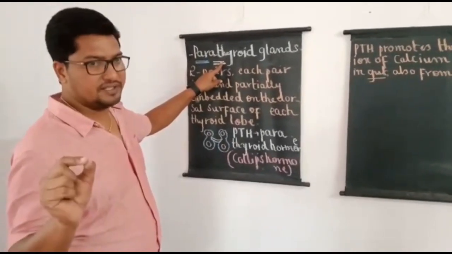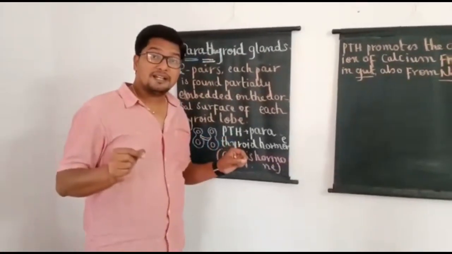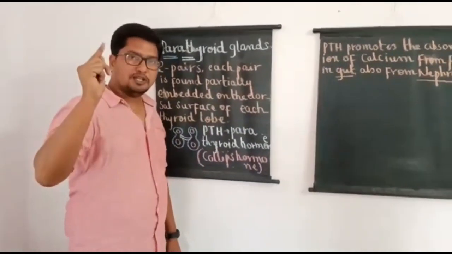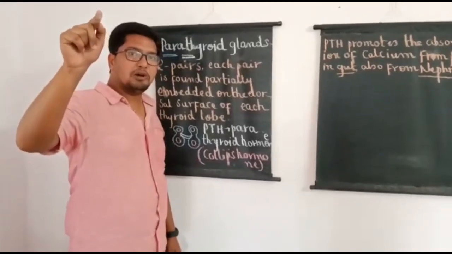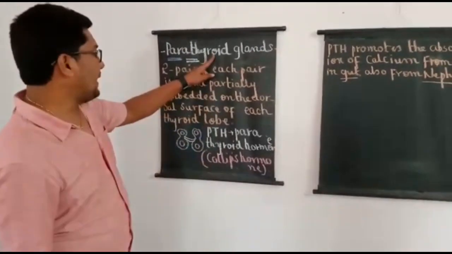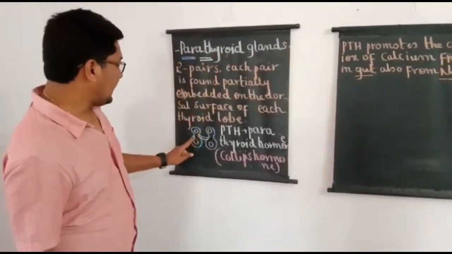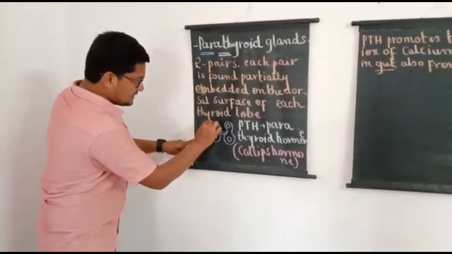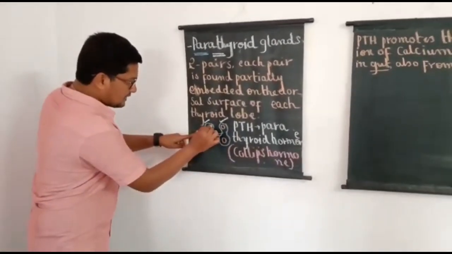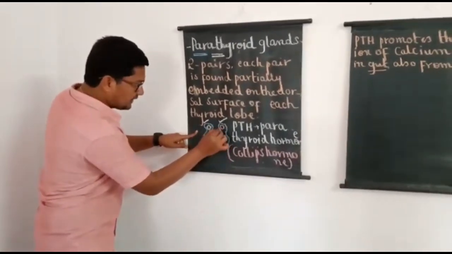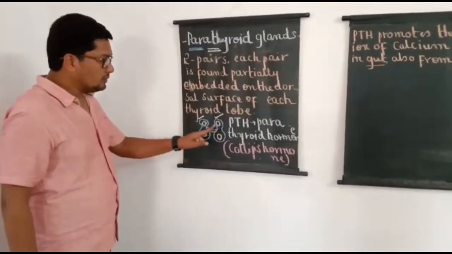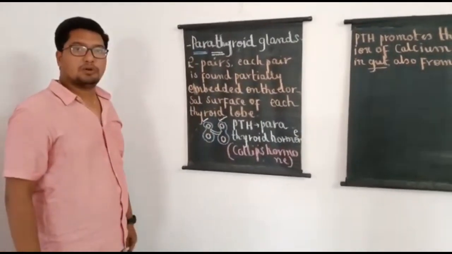So basic question: how many parathyroid glands are present in humans? The answer should be two pairs, and each pair is found partially embedded on the dorsal surface of each thyroid lobe. Hence they are called parathyroid glands. And here I have shown the representation. These are the two lobes of the thyroid gland. You can see in the diagram, a small sized pair of endocrine glands is found embedded on each thyroid lobe. That's why we are calling them parathyroid glands.